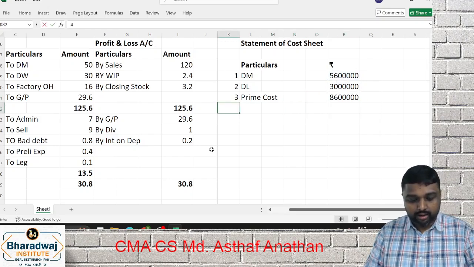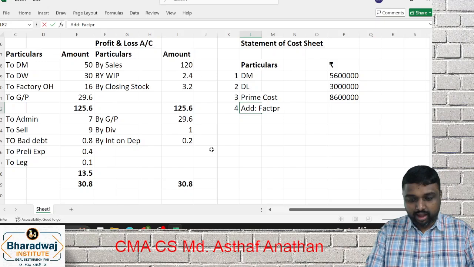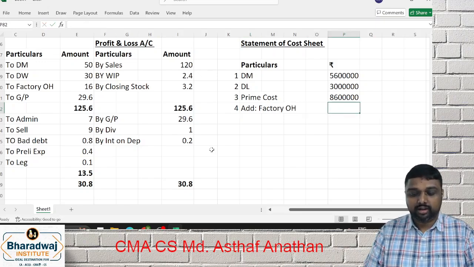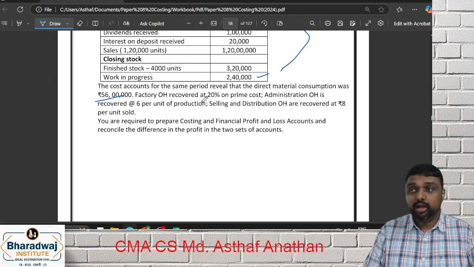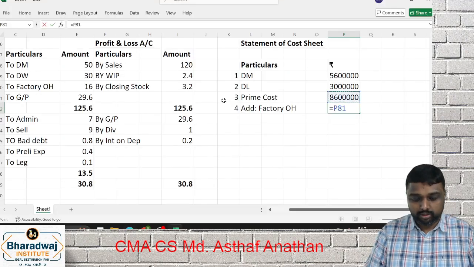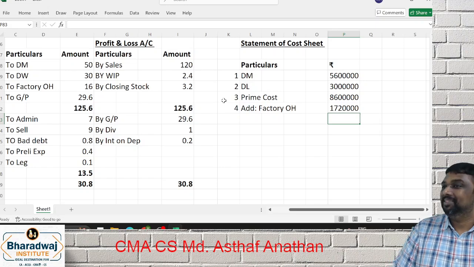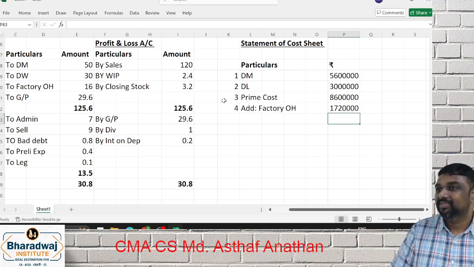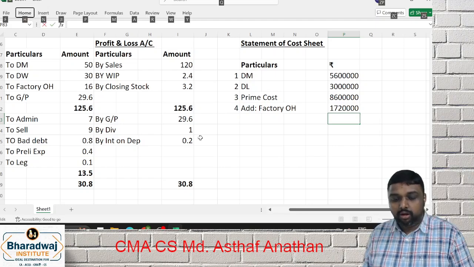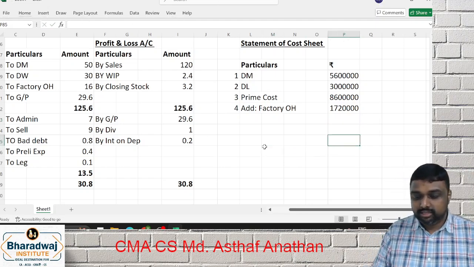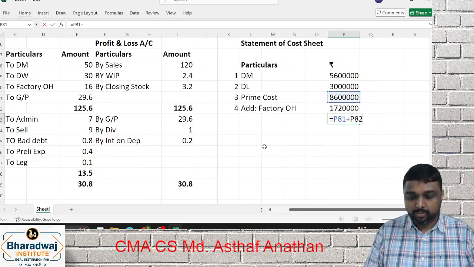Now you have to add factory overhead. What is the factory overhead? They said 20% on your prime cost. 20% on what? Prime cost. Are you able to understand? Are you able to revise? Now you will have factory overhead. See, this is what is called factory cost.